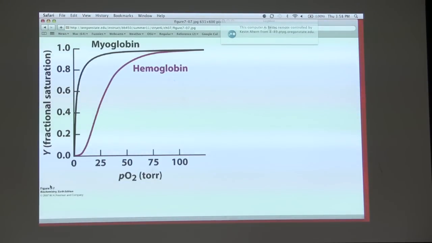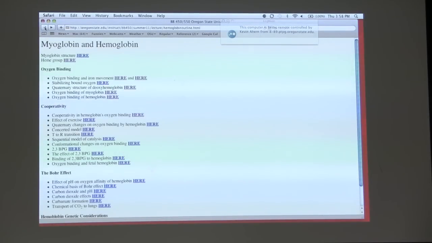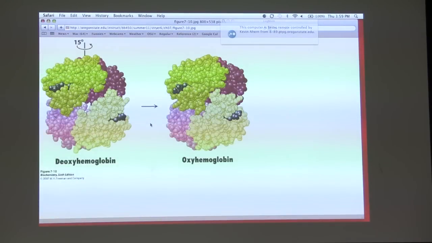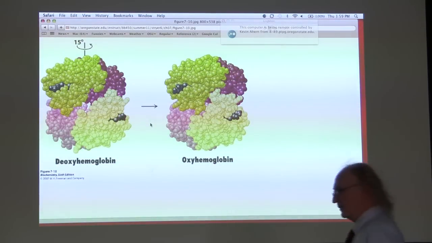Now, hemoglobin's got more built into it than just that. Okay? It's got more built into it than just that, and I'm going to show you some of that. So we've seen now the basic structure of hemoglobin is such that it can, in fact, provide varying amounts of oxygen depending upon needs. Talk about your subtle changes. Look at that. Deoxyhemoglobin versus oxyhemoglobin.